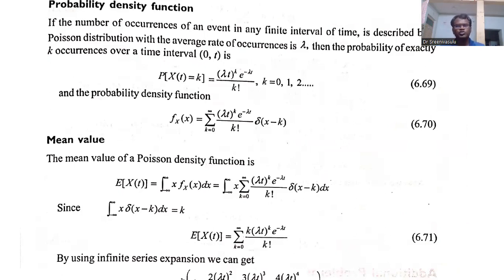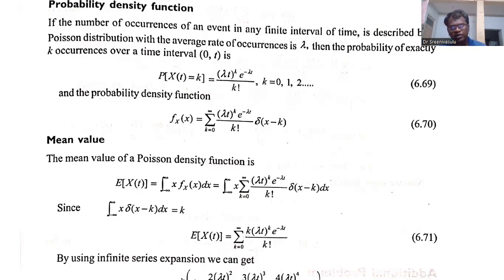So the probability distribution function, probability of X(t) equal to k, is (lambda t) power k into e power minus lambda t divided by k factorial. Now the corresponding density function, we are going to write as the sum over k equal to 0 to infinity of (lambda t) whole power k, e power minus lambda t divided by k factorial, delta of x minus k.